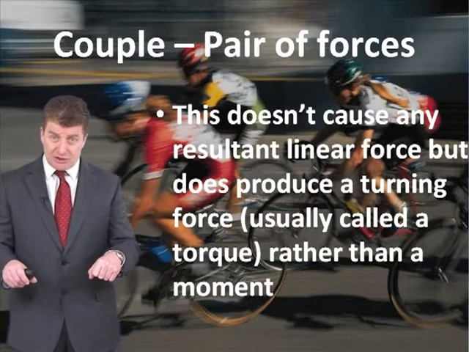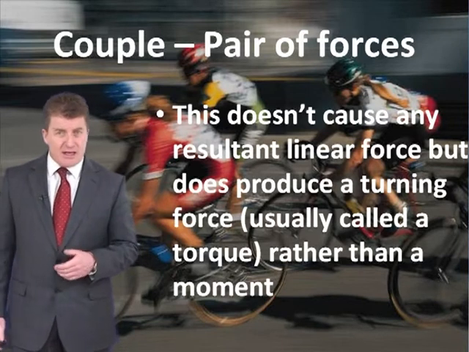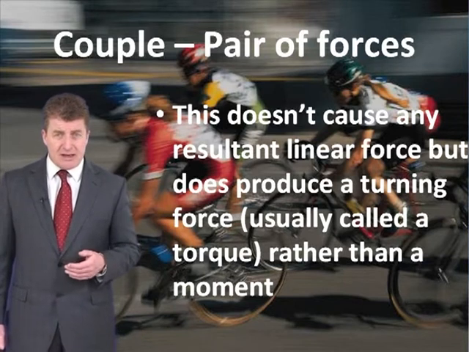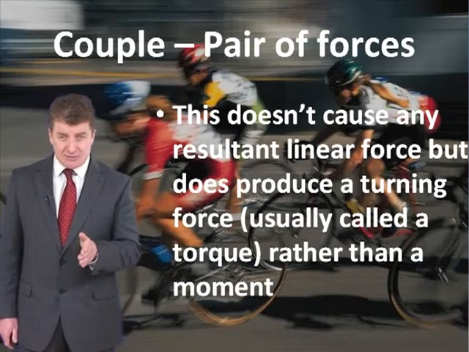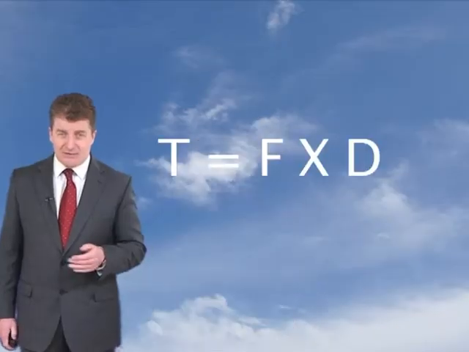If you turn your bike, you've got two forces. That's called a couple. Now the torque of a couple in newton metres is the product of the size of the force times the perpendicular distance between the forces. So it's T equals F times D. T equals F times D.